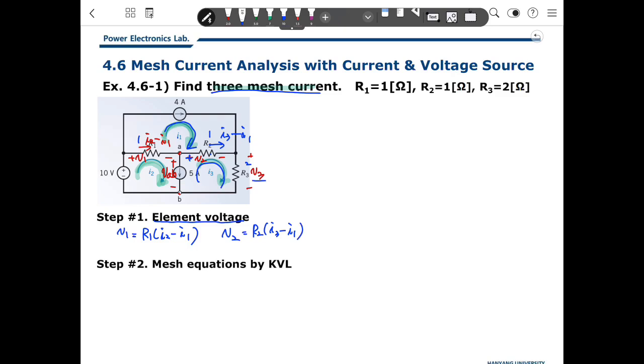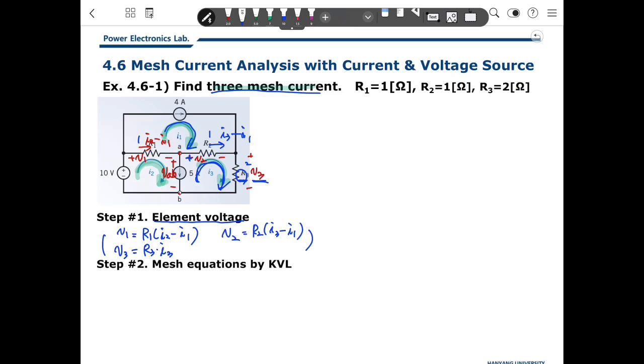And the last voltage, V3. R3 belongs to only the third mesh, so this is a little simpler: V3 is R3 times I3. Okay, we defined the element voltages. Then what is the next step? We should make mesh equations by KVL.